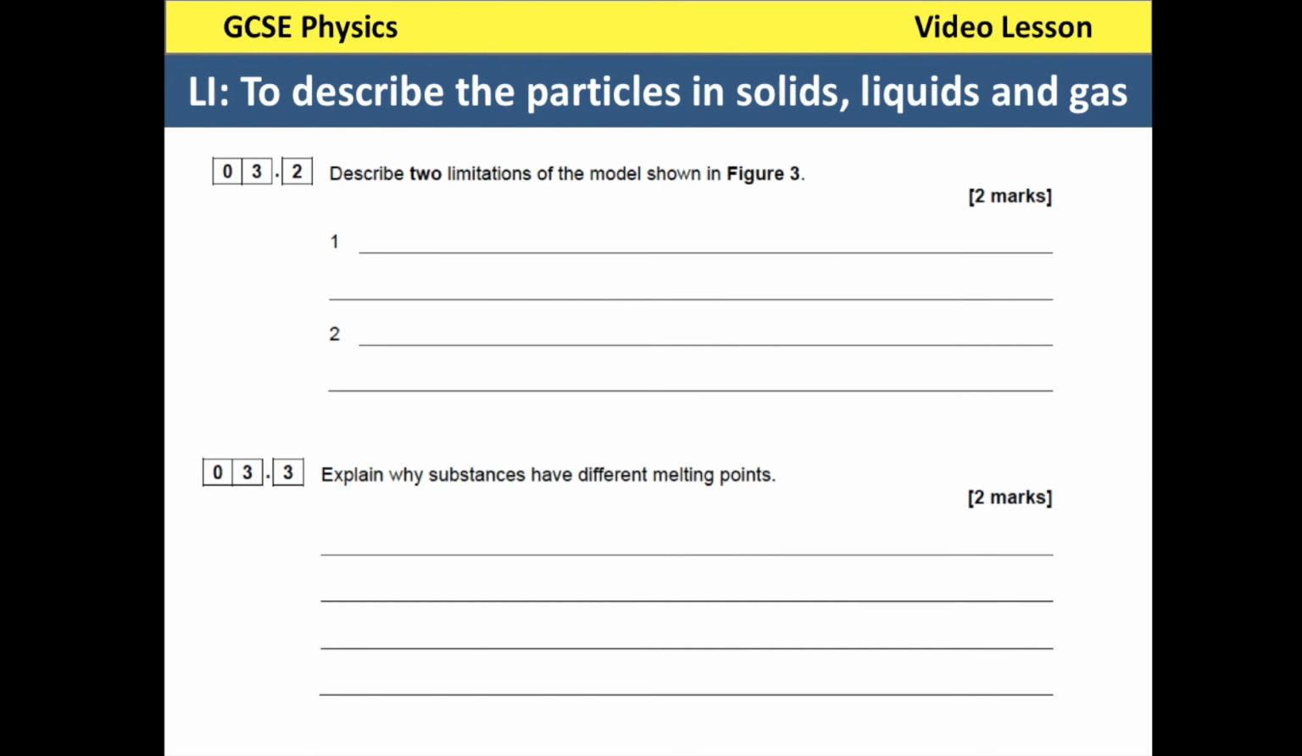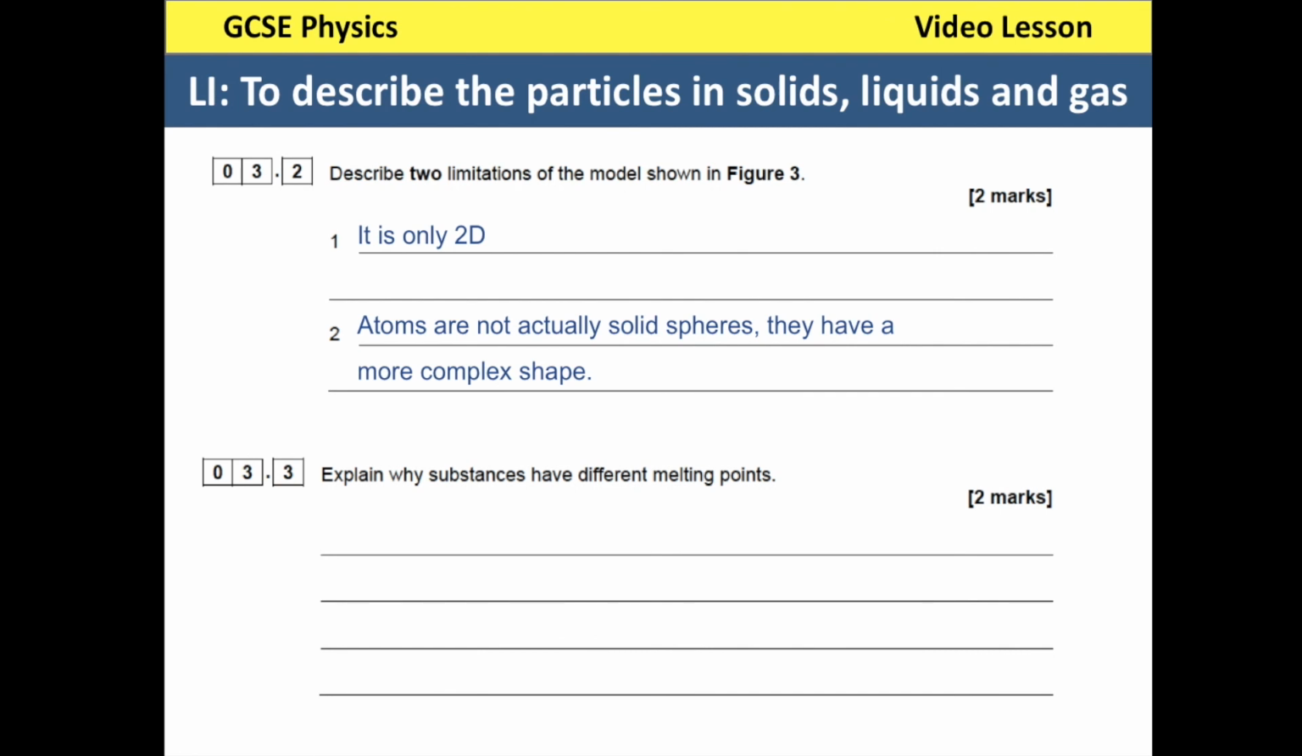3.2. Describe 2 limitations of the model shown in figure 3. So the limitations of this are that it is only in 2 dimensions and obviously a real liquid is in 3 dimensions. And then the second mark you can have is for pointing out that atoms are not actually solid spheres, they should have a more complex shape. I would also accept as an alternative mark that it doesn't show the forces between the particles.